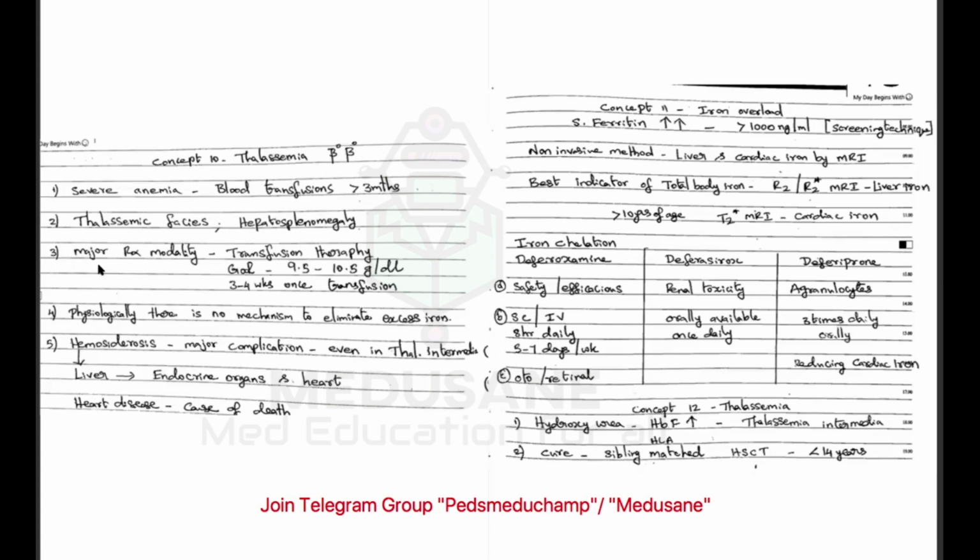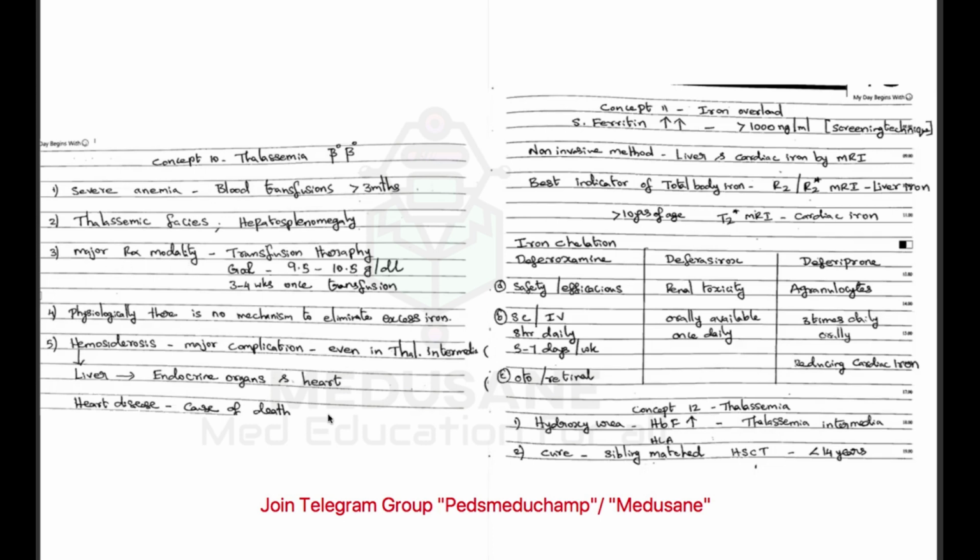What is the major treatment modality? What is the treatment which you give? It's going to be transfusion therapy. So you're going to give a blood transfusion, frequent blood transfusion, 3 to 4 weeks once. The goal is going to be somewhere around 10 grams per deciliter. So 9.5 to 10.5. So remember the goal is 10 grams per deciliter. 3 to 4 weeks you are going to give transfusion therapy. So the major treatment modality in thalassemia is transfusion therapy.